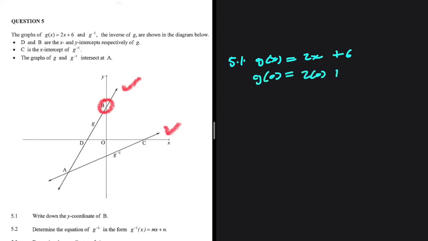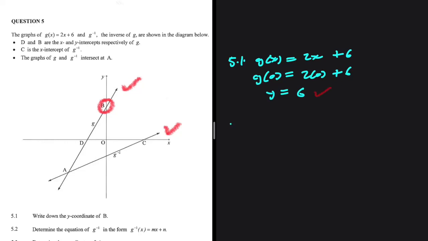We have two functions, g of x and g inverse. We're supposed to find the y coordinate of B, the y-intercept of g of x. We are given the equation g of x equals 2x plus 6. If you want to find the y-intercept, you let x be equal to 0. So we're going to have g of 0 equals 2 multiplied by 0 plus 6. So y is going to be equal to 6, since 2 multiplied by 0 is just 0. So that is the y coordinate of B.